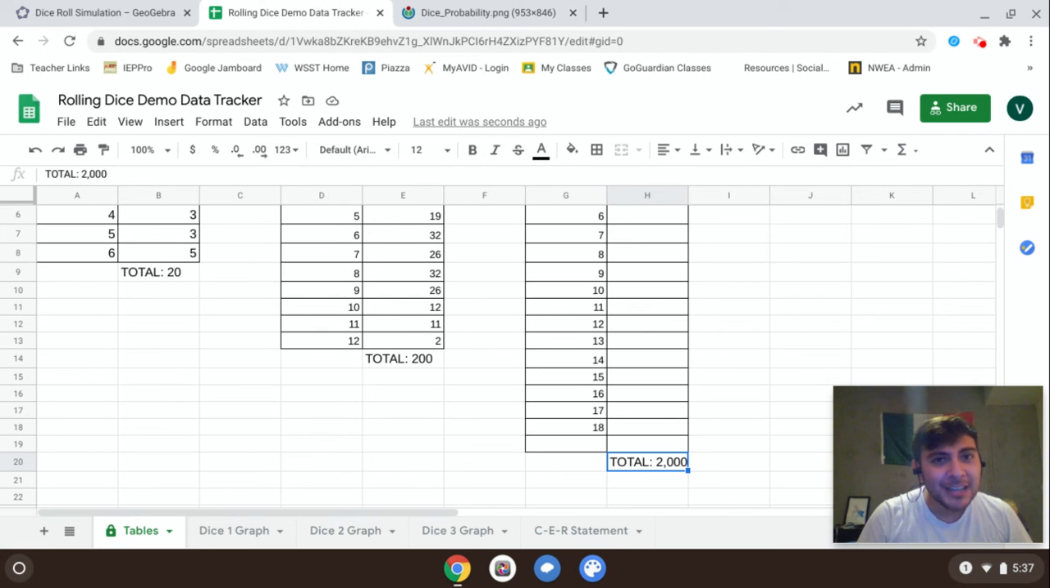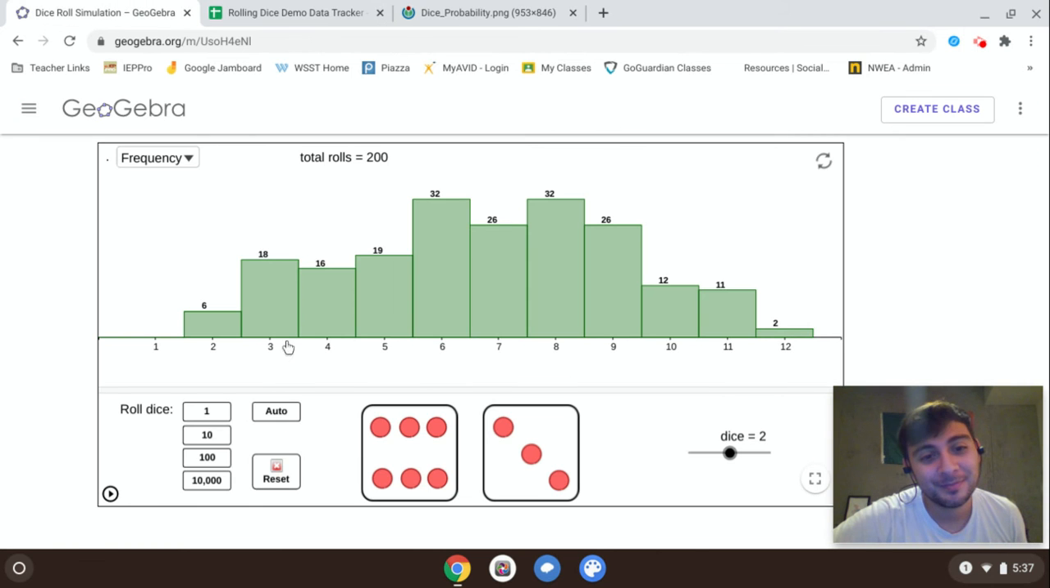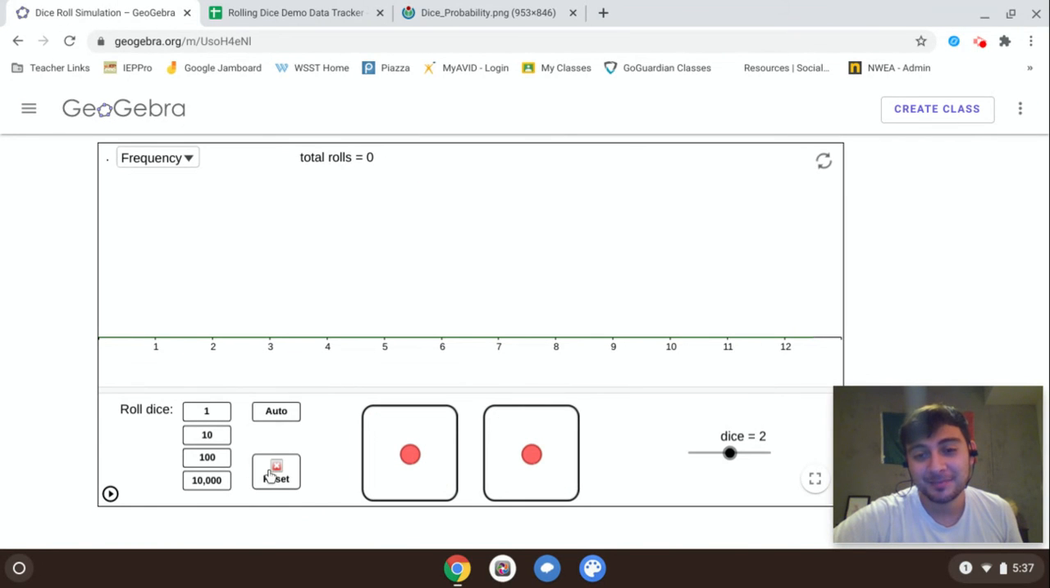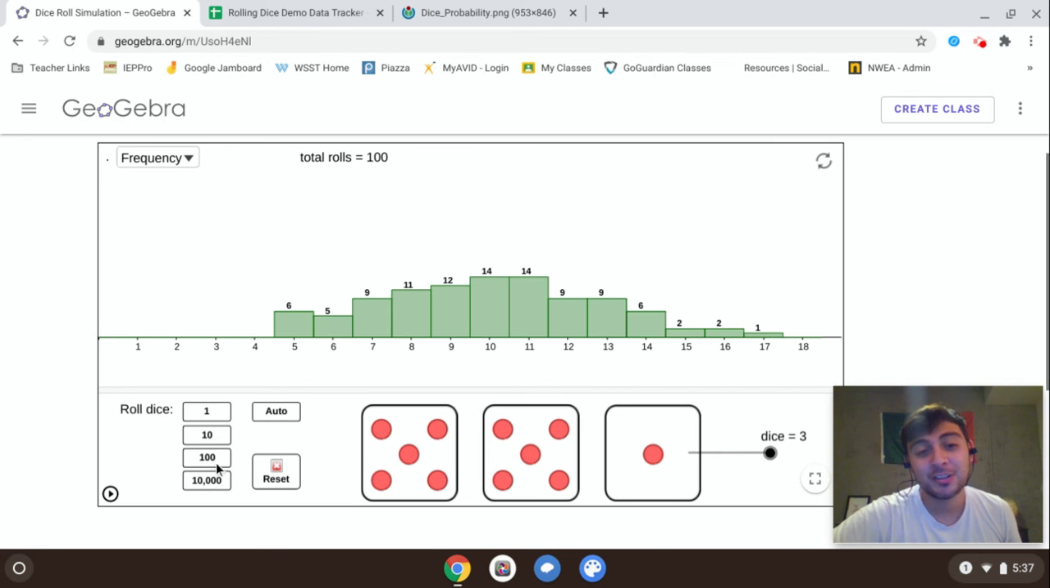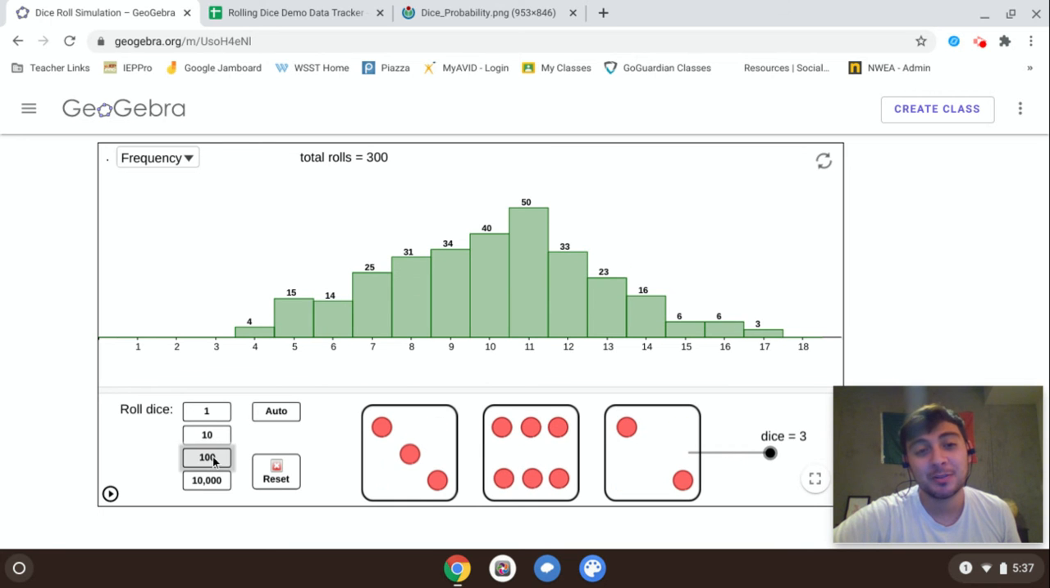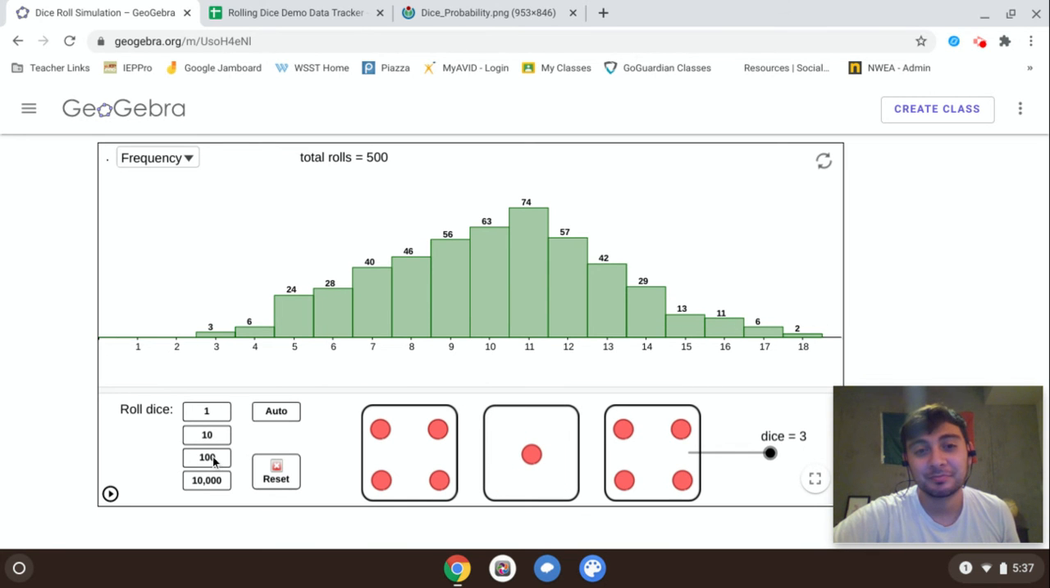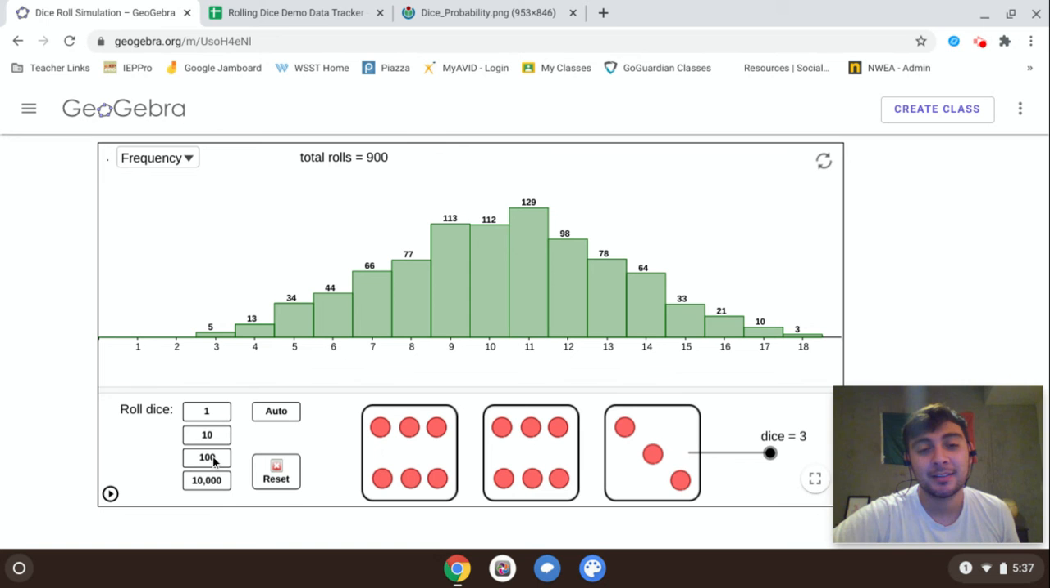Mr. Castillo, that's a long time. I got you. Go to your roll simulation, click reset, go from 2 dice to 3, and do 100. Just do it 20 times. It actually tells you here how many rolls it is. So 100, total rolls 100. Just do it 19 more times, so 20 times total. How many clicks was that? 900. Sweet. Okay, 1700.